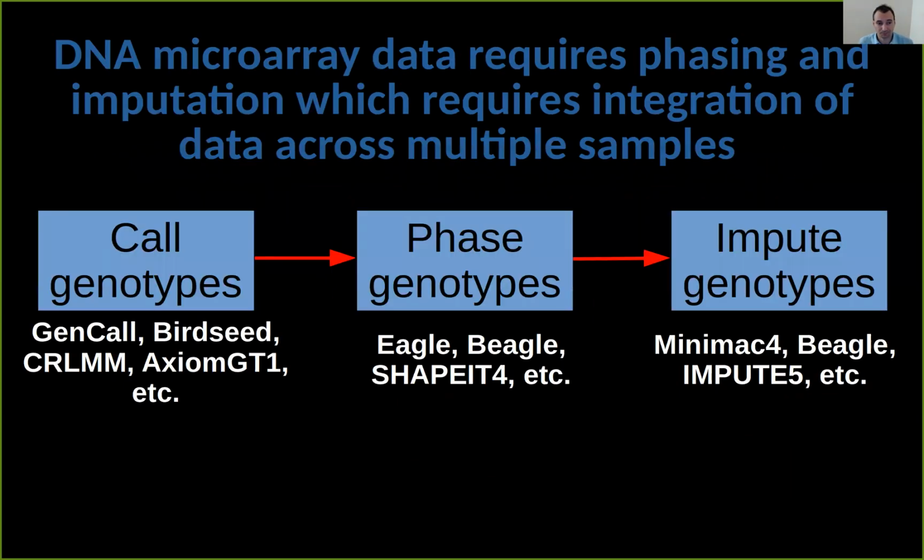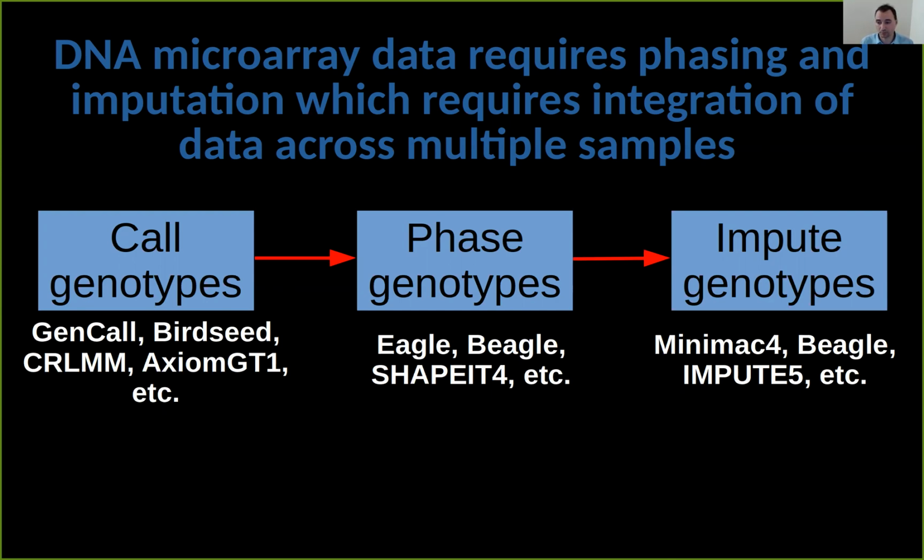Well, for every genome-wide association study where we work with DNA microarray data, we always have to process the data through three main steps. The first step is to call genotypes from microarray intensity data. Then we have to retrieve the haplotype structure of the samples by phasing.